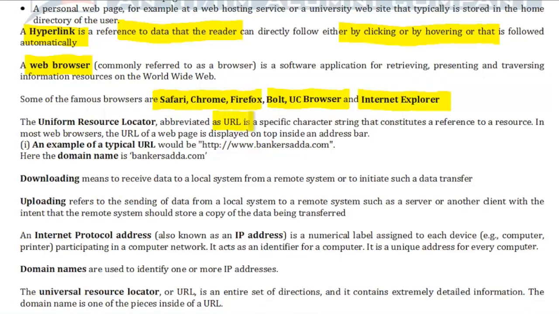Now, there's a term in internet that is URL or Uniform Resource Locator. URL is the address of a web page. It is basically displayed on top inside of an address bar. For example, www.bankersadda.com. This complete term is a URL or Uniform Resource Locator. And in this, bankersadda.com is the domain name.